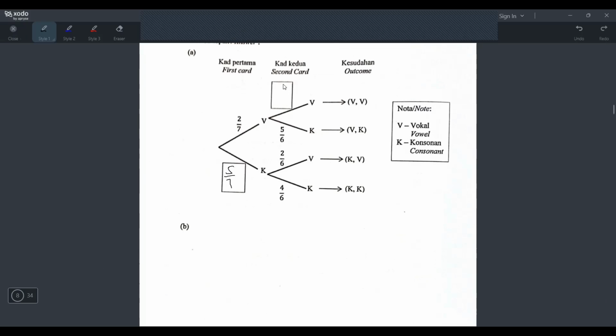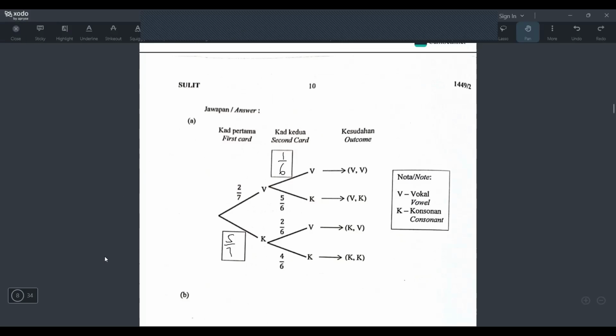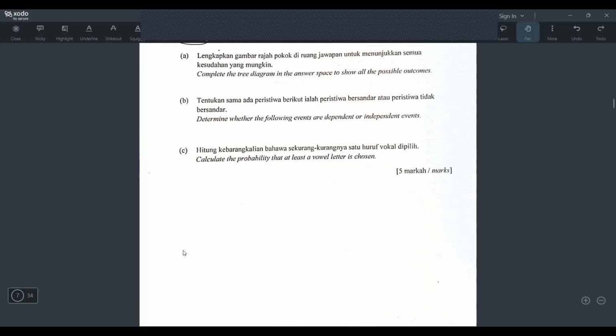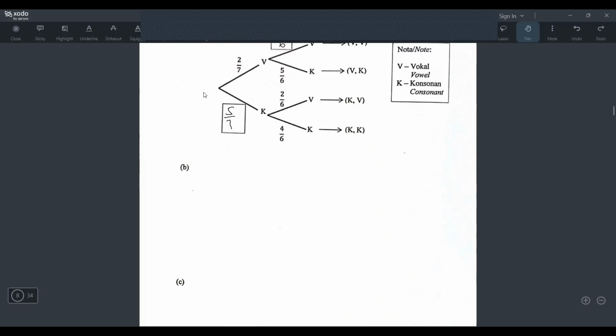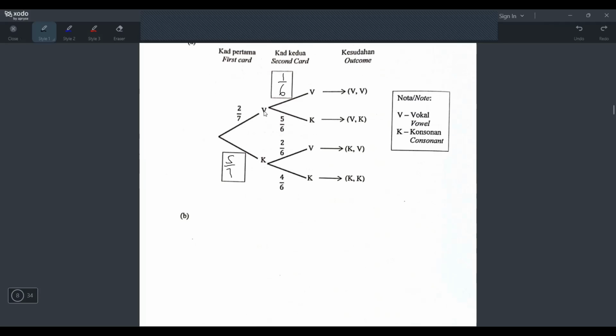And then here it will be 1/6. You know why? Because the keyword here says without replacement. So if they say without replacement, it means after, let's say, the first one I get a vowel, right?